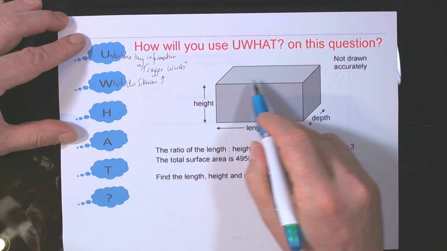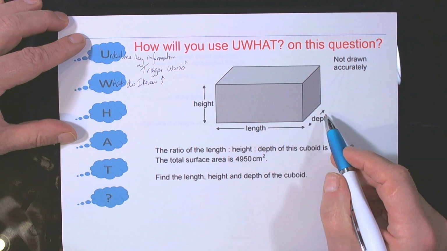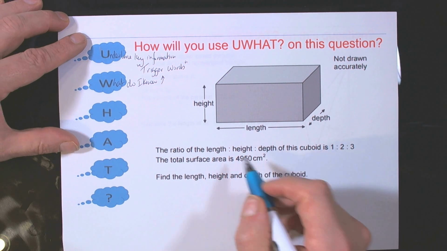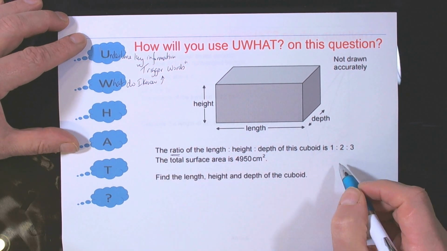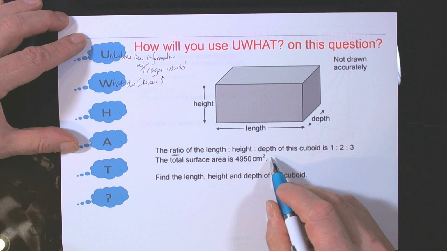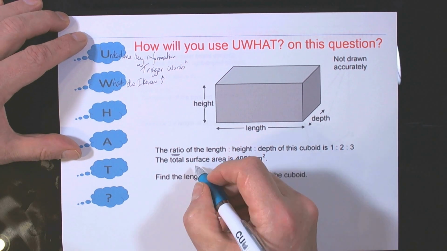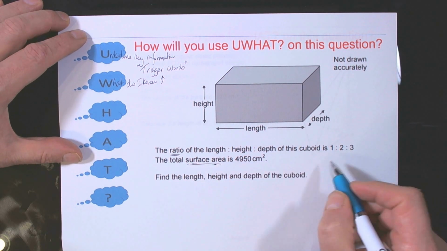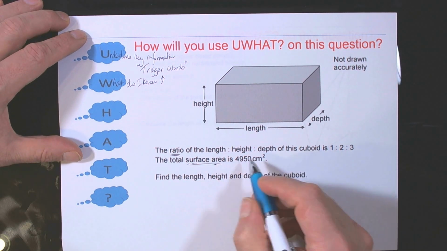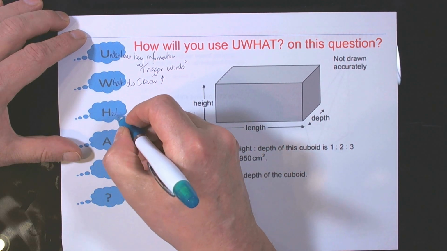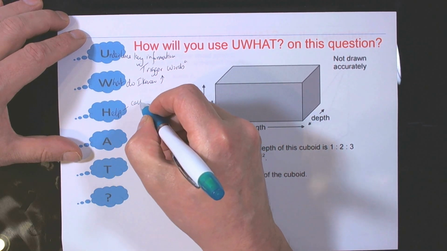Okay, so let's have a look. So we've got a diagram. We know it's a cuboid from the picture. The ratio of the length to the height to the depth of the cuboid is... So we've got a ratio going on. And it's telling us the total surface area is 4,950. So we can see surface area. Okay, so we don't know something. So we're going to help ourselves and call something x.